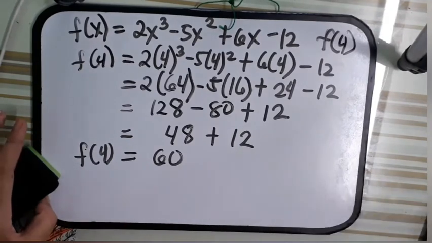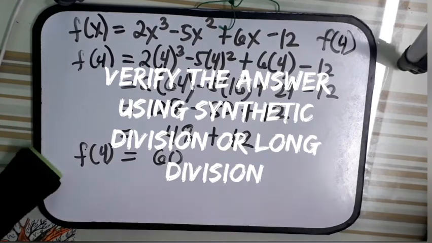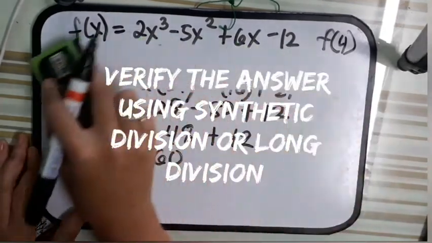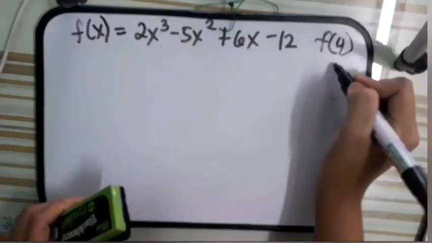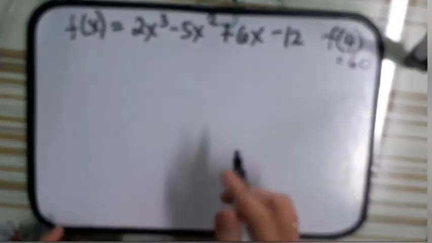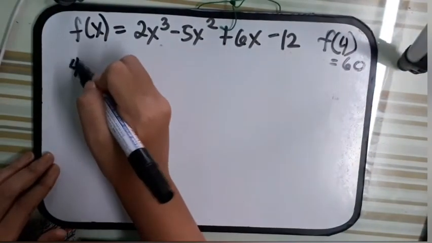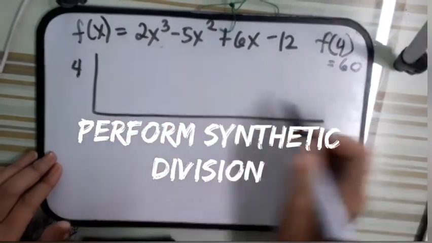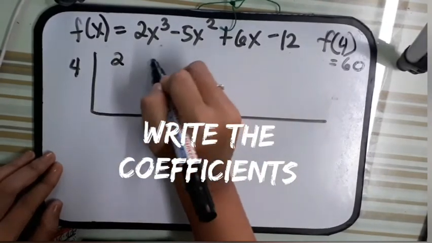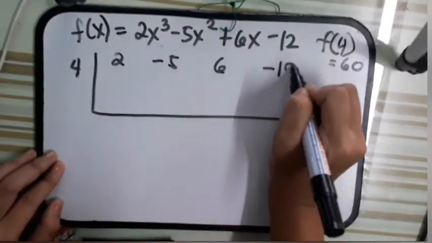Now let's check our answer using synthetic division or long division. Since I find synthetic division easier, I'm going to use synthetic division. We have f of 4 is equal to 60, so we use 4 as our number outside. Then get the coefficients, which are 2, negative 5, 6, and negative 12.